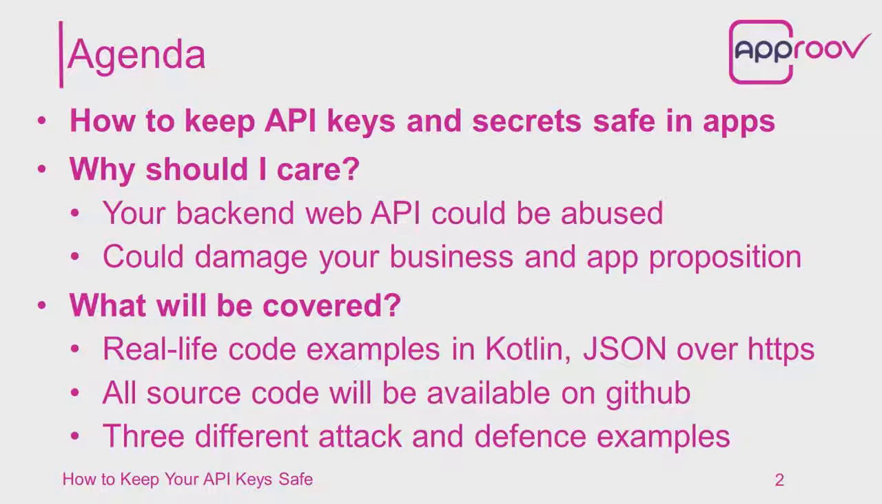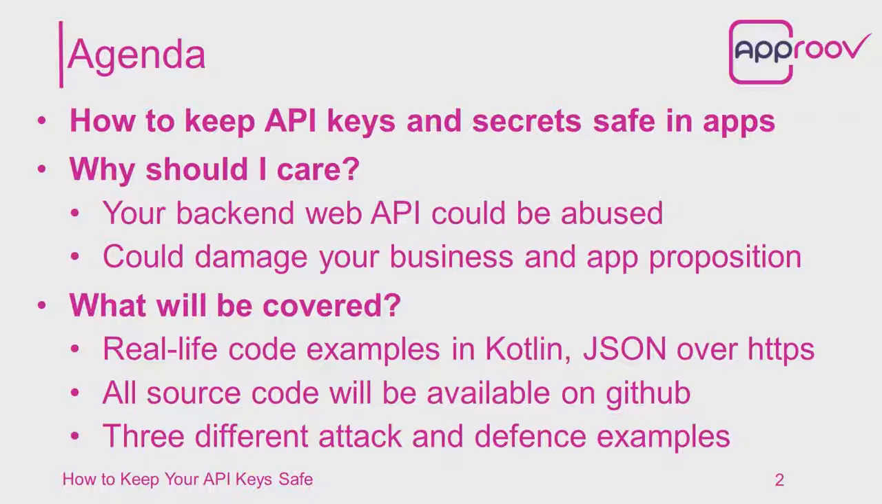So what I'm going to do in this talk is cover some real-life type examples using a synthetic example, but basically we've generated an example that we've developed in Kotlin, and all the source code for that is going to be made available at the end, and then I'll give you a link on GitHub. The backend is developed in Node.js, and basically it's pretty standard. It uses JSON over HTTPS.